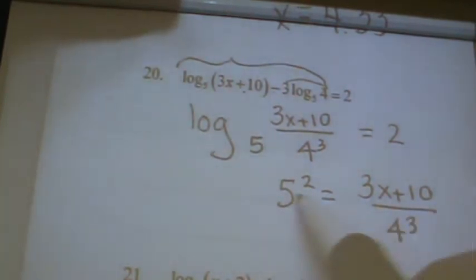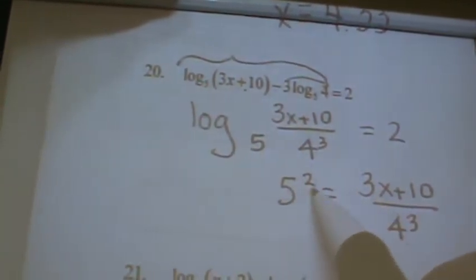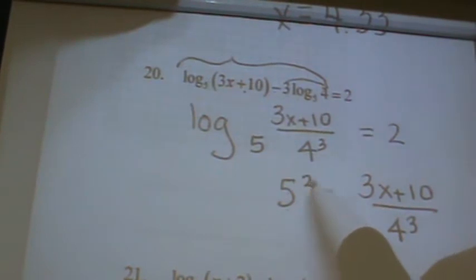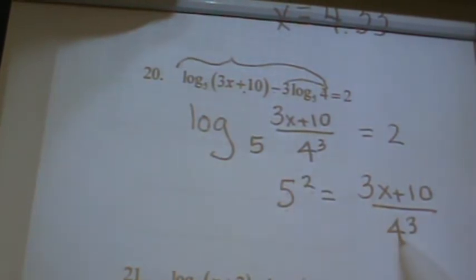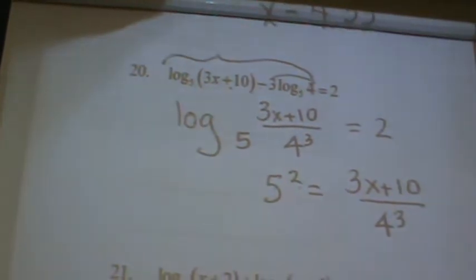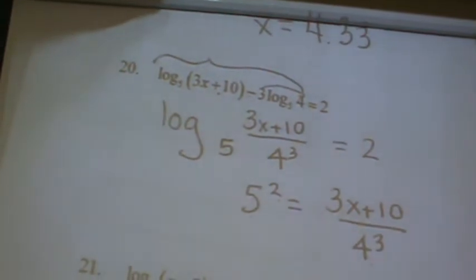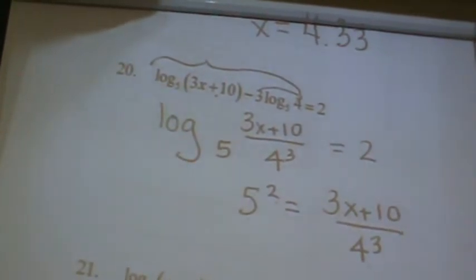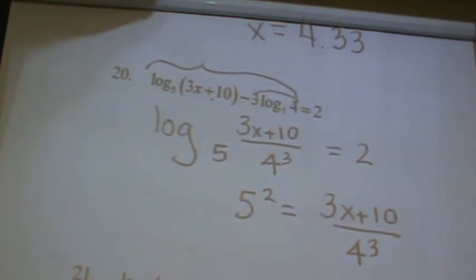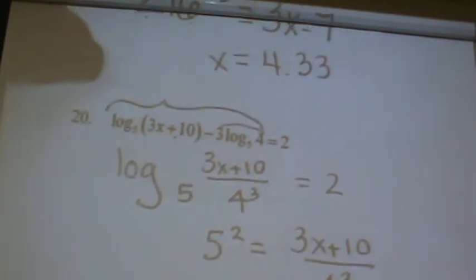Well, I'm going to multiply these two together. 5 times 5 is 25. And 25 times 4 times 4 times 4 is what? 25 times 4 to the 3rd. I got 1,600.